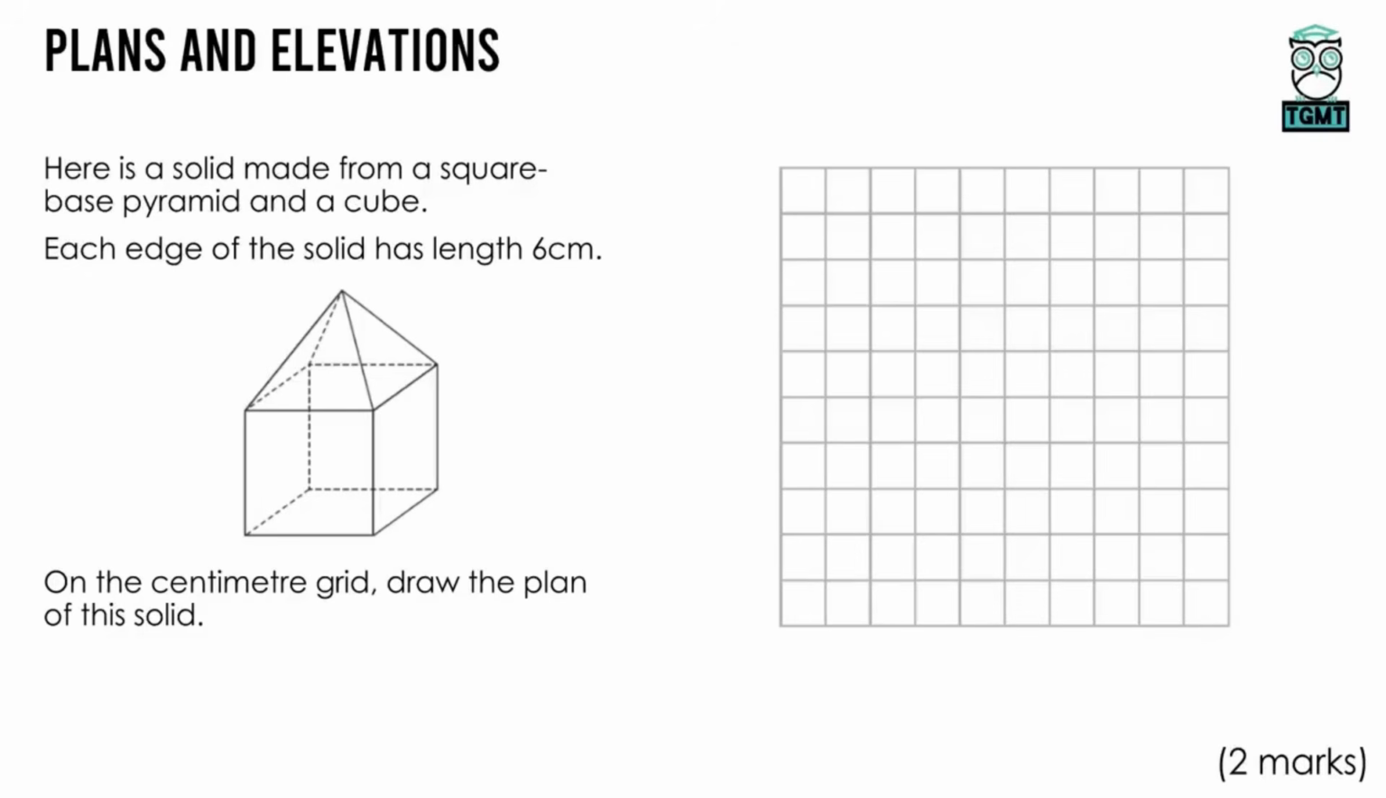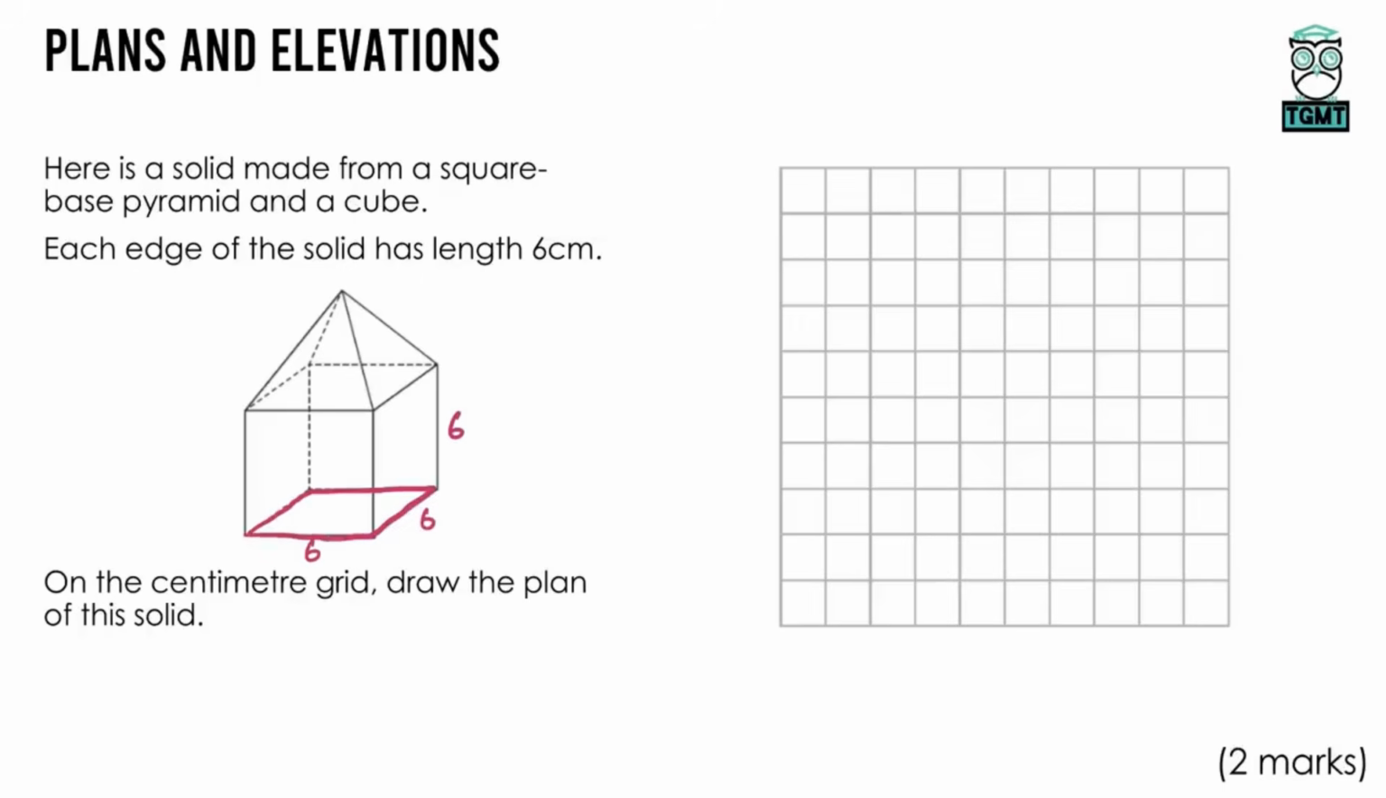It says here is a solid made from a square base pyramid and a cube. Each edge of the solid has length 6 centimetres. So looking at the cube, that means this is 6, this is 6, we've got 6s everywhere. It says on the centimetre grid, draw the plan of the solid. Now the plan is from above. Now when you're drawing a plan from above, if it's difficult to visualise the top from above, you can always have a look at this base. And the base here is a 6 by 6 square. And that's essentially what we're going to see from the top.